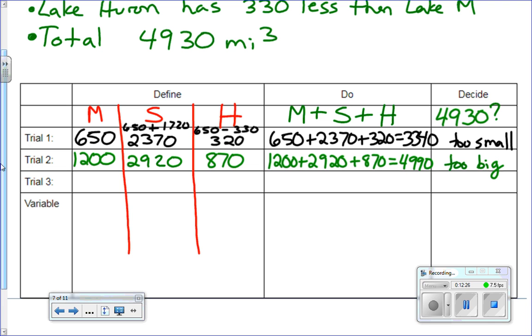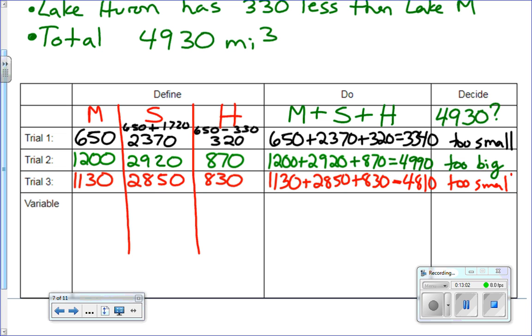Okay, so did anybody pick a number between 650 and 1,200? Jenna? 1,130. So you picked 1,130. All right, Jenna, what'd you get for Lake Superior? 2,850. What did you get for Lake Huron? 830. So when I add them all together, what did you get as your answer again, Jenna? 4,810, which was too small. But again, pretty close.